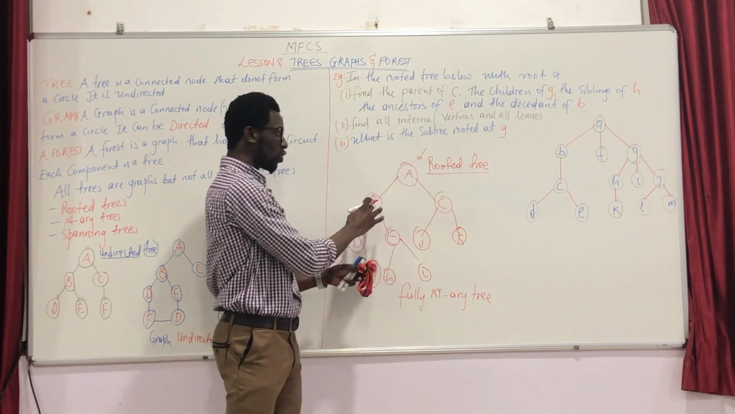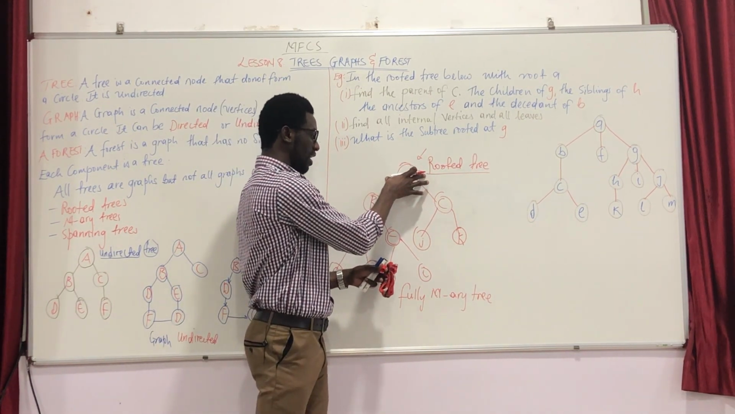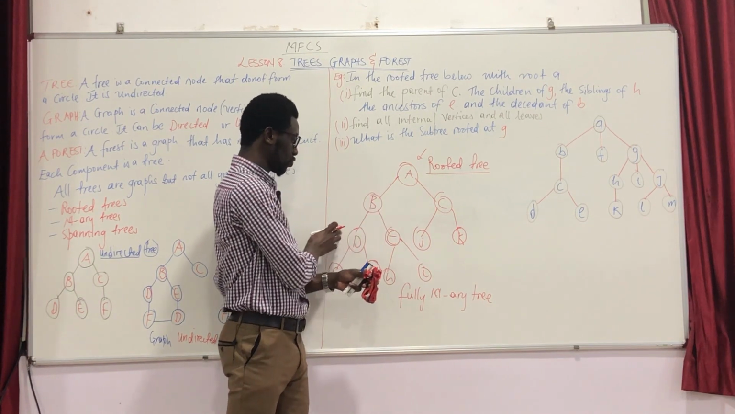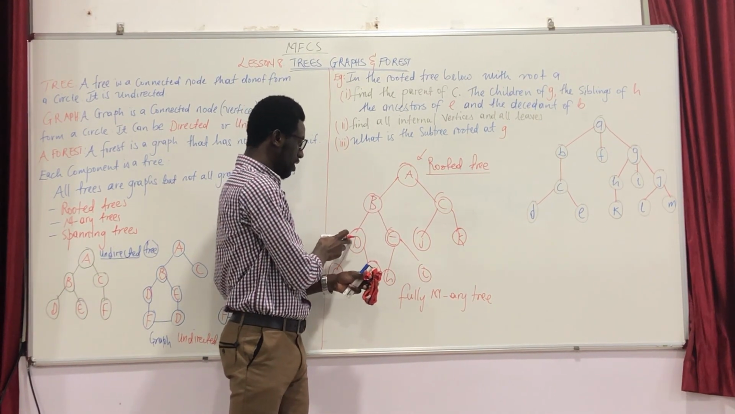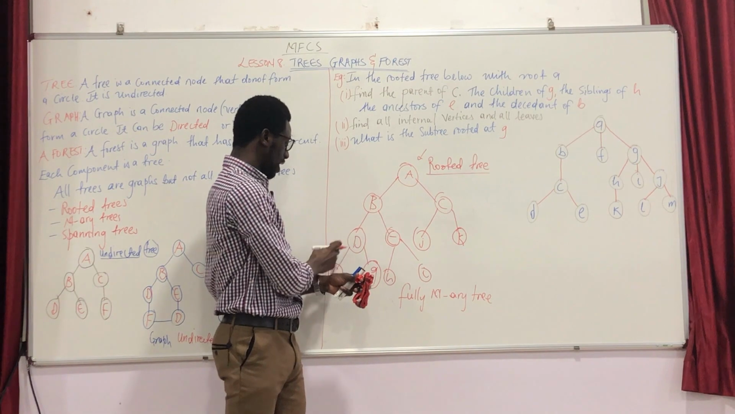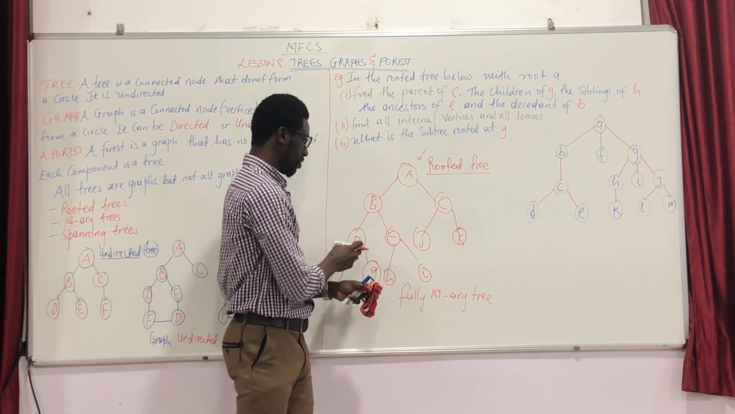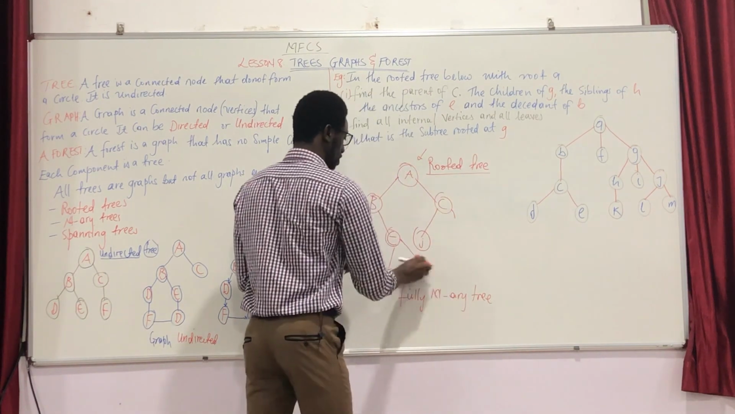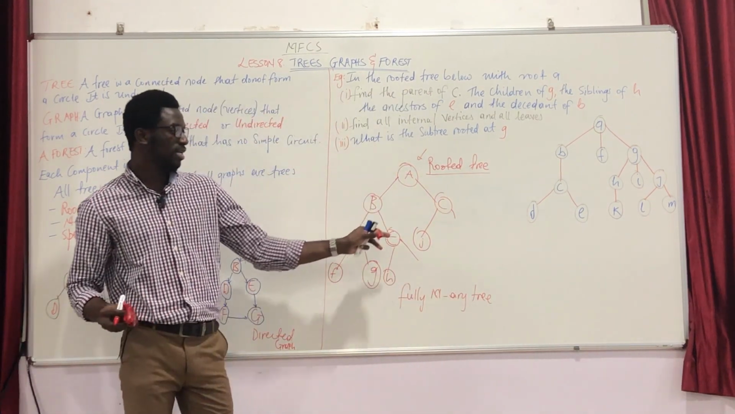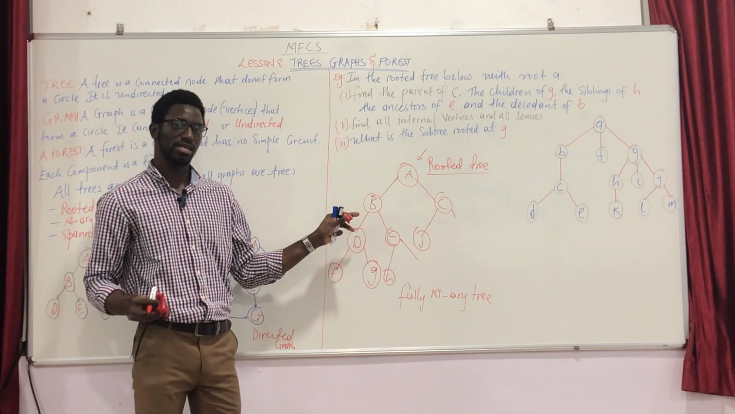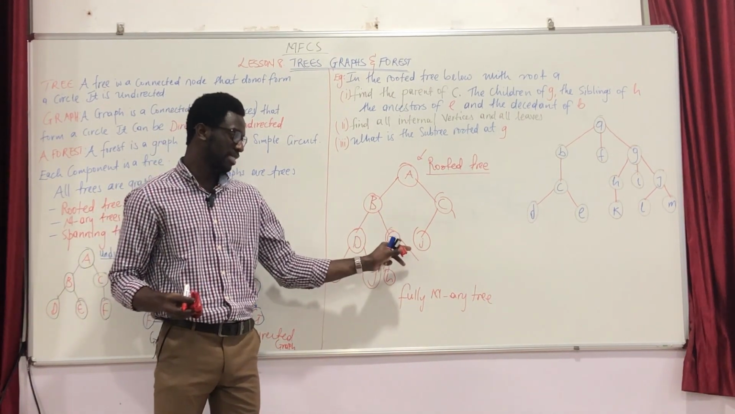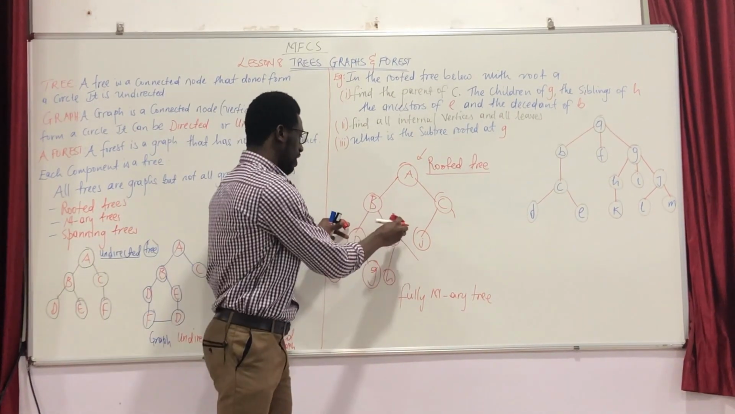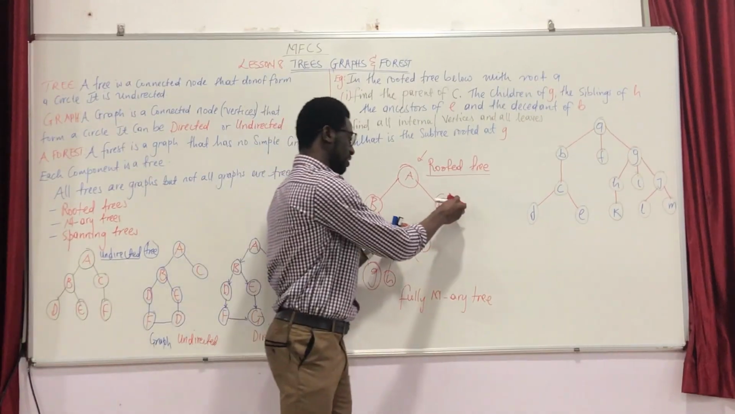When you go to any node, you move from the root here, A, you come here, B has 2 children, which are D and E. So also D has 2, F and G. But if you remove this one here, for example, or this one here, such a tree is not a full M-ary tree. It's not a full M-ary tree because it only has 2 nodes here and the rest just has 1.